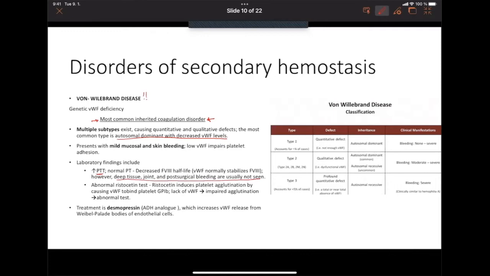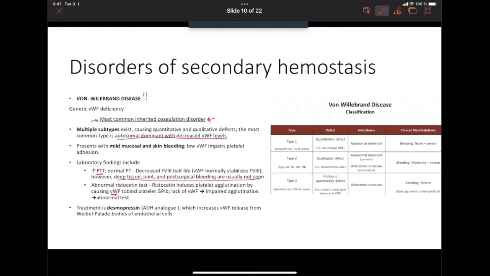You also have an abnormal ristocetin test. Now, basically, ristocetin induces platelet agglutination because it allows von Willebrand factor to bind to glycoprotein 1b. So if there is a lack of von Willebrand factor, you have impaired agglutination, so there is an abnormal test, okay?